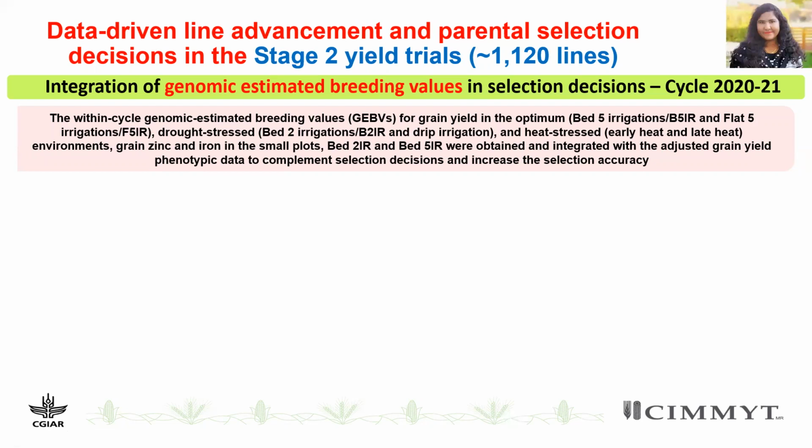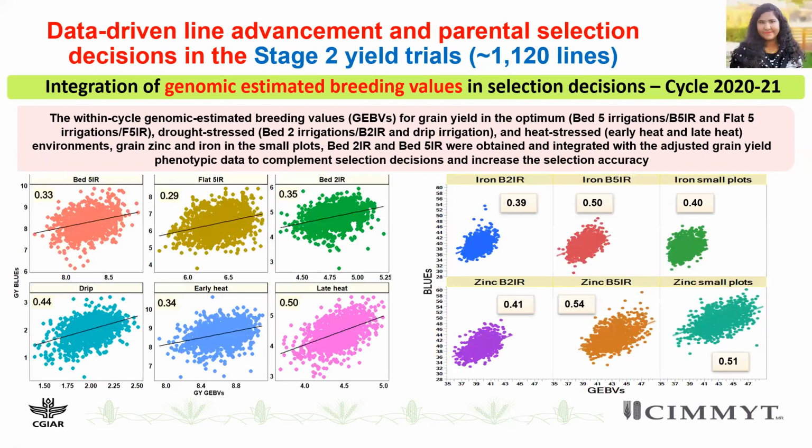And all of these lines in stage 2 have data on grain yield in different environments, and iron and zinc in different environments. The figures here show you the prediction accuracies for grain yield in the bed furrow irrigation, flat furrow irrigation, bed two irrigation, drip, early heat and late heat environments. And you can see that ranged from about 0.3 to 0.5 this cycle.